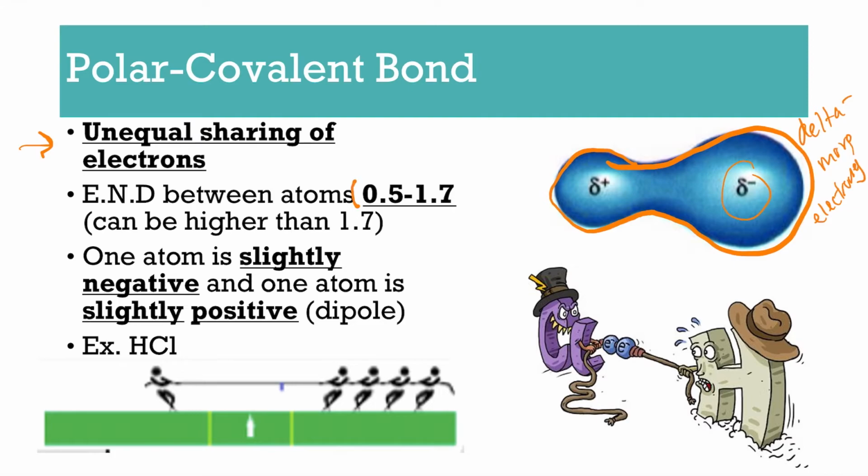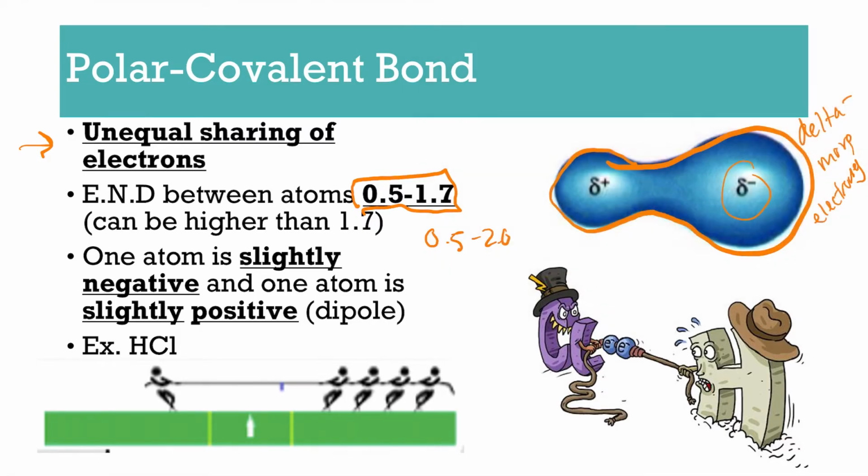And so generally speaking, if you were to calculate the electronegativity difference, you get anything between 0.5 and 1.7. You might also see it as 0.5 to 2. There are a few examples that go beyond 1.7, so you just have to check. So again, in a polar covalent bond, one side is slightly negative because it has more electrons around it, and then one side is less electronegative.